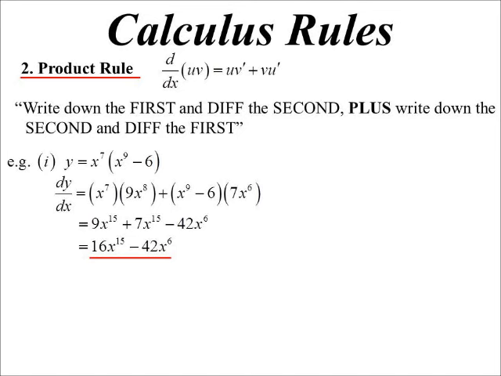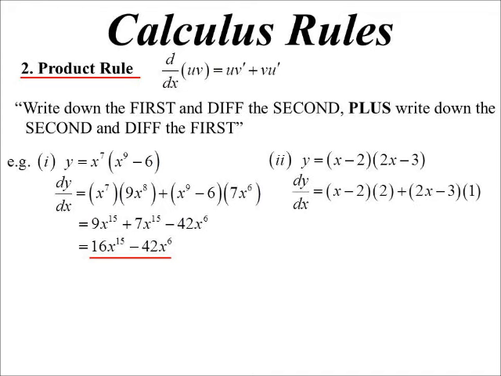So here's a binomial. Again, yes, of course, I could expand the whole thing out. But I could go, write down the first, x minus 2, diff the second, 2, plus write down the second, 2x minus 3, diff the first, 1. And tidying that one up, we get, there it is, 4x minus 7.